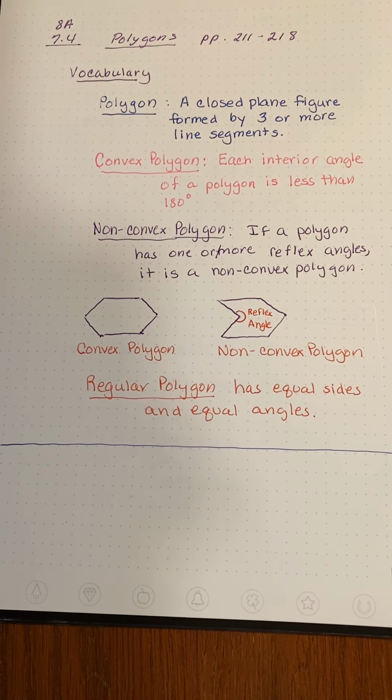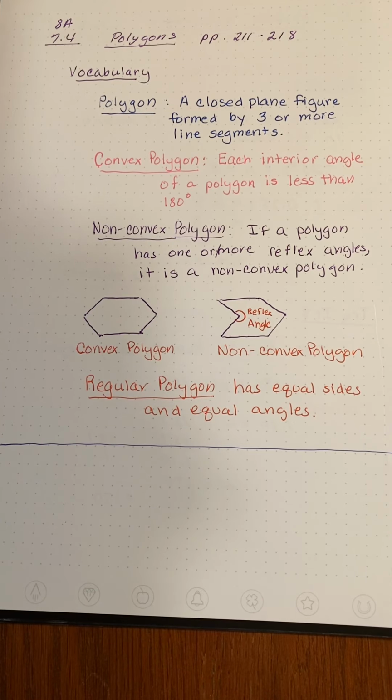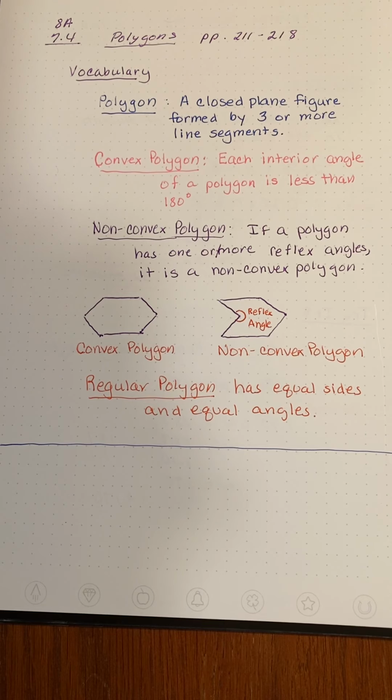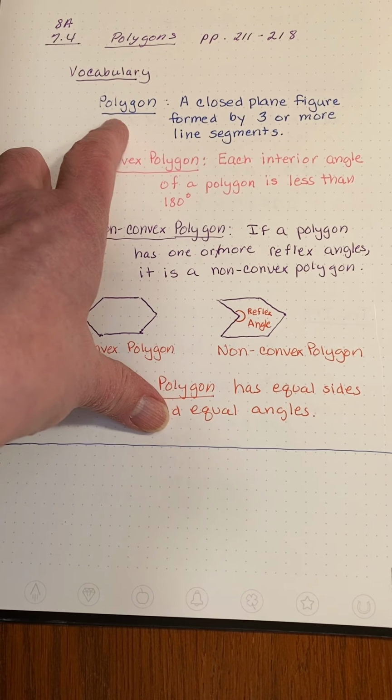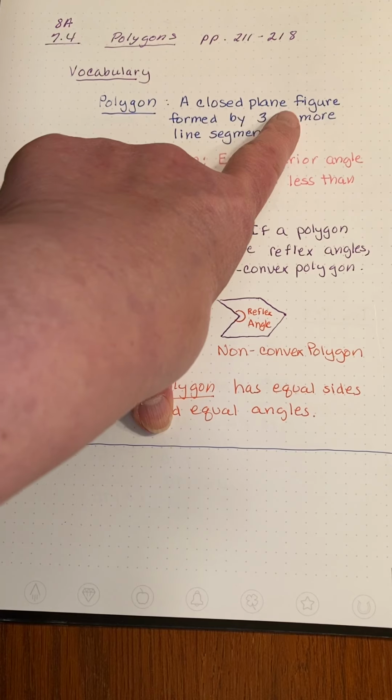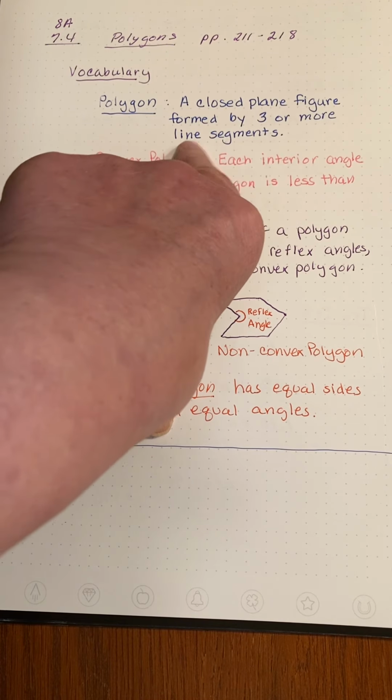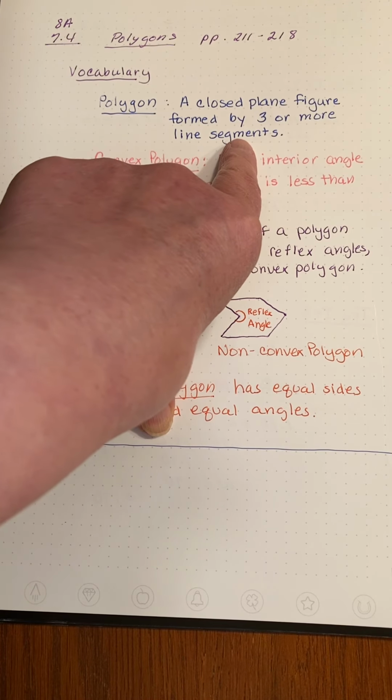Welcome, algebra students, to lesson 7.4 on polygons, beginning on page 211 and going through 218. We begin with vocabulary. First, a polygon. A polygon is a closed plane figure formed by 3 or more line segments.